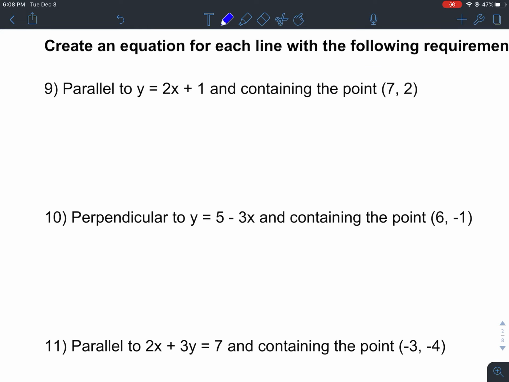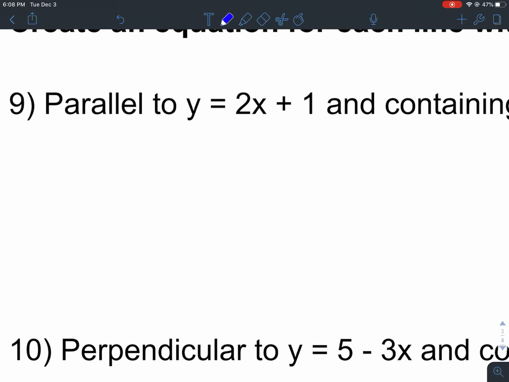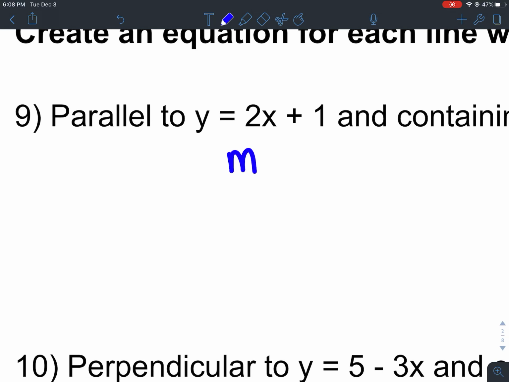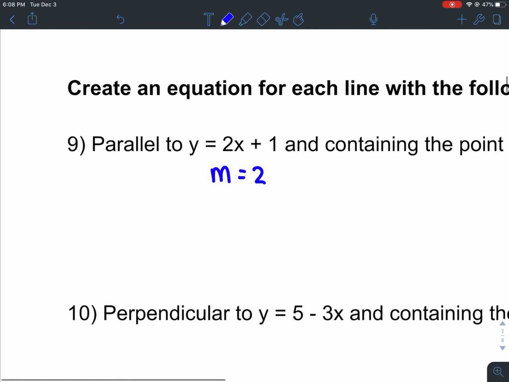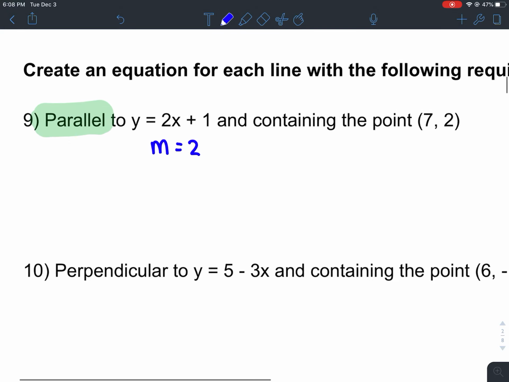In order to create a parallel line, I need the same slope. So if I look at this equation, do I know the slope? Yes, it's in y equals mx plus b. If it is in slope-intercept form, I know the slope. The slope here is positive 2. Do I want to use the same slope? Yes, because I want a parallel line. If I'm creating a parallel line, I want the same slope. So that's my slope. What's the point I'm going to use? The point I'm going to use is 7, 2.